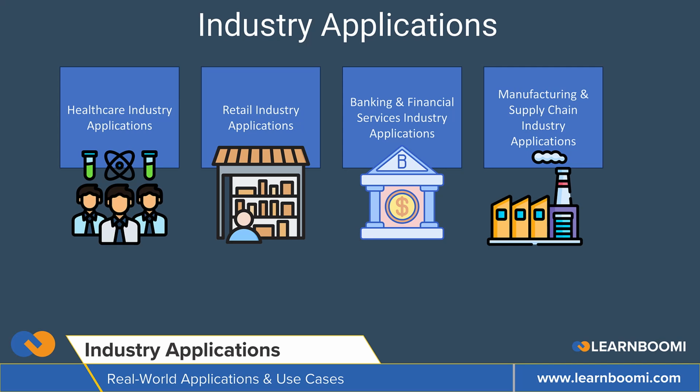A factory needs to produce 1000 units of a product. Without integration, the production team doesn't know exactly the raw material availability. The purchase orders to suppliers happen late and production delay occurs.